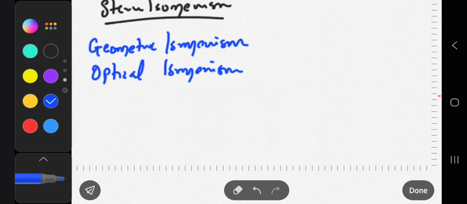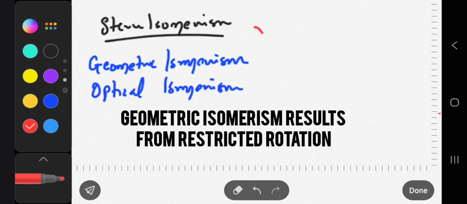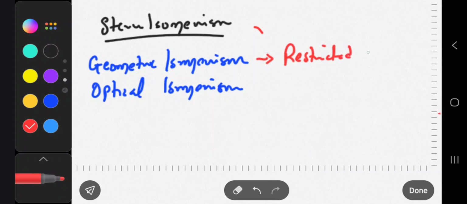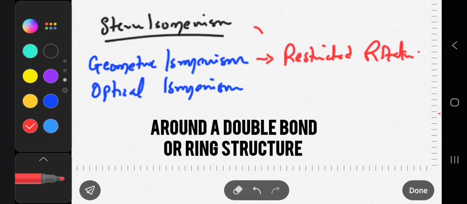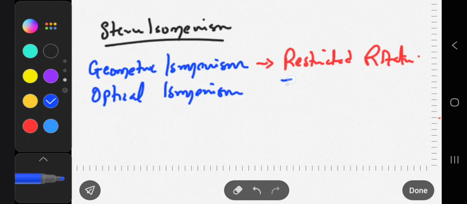Now, in geometric isomerism, you have to note that there is always restricted rotation. So for geometric isomers, there's restricted rotation around a double bond, right? Around a double bond or a ring. It can be a ring structure, around a double bond or ring structure.